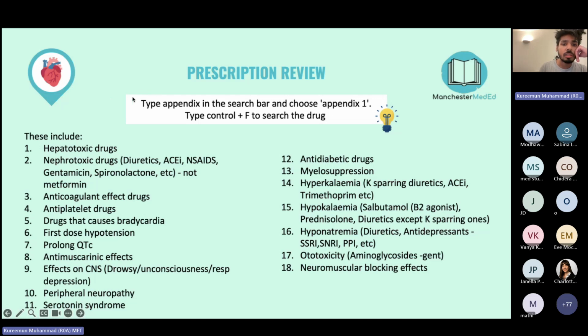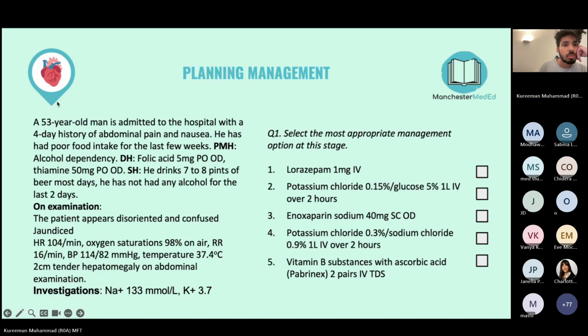So hypokalemia: salbutamol, prednisolone, diuretics, except potassium-sparing ones, obviously. Hyponatremia is a common one that comes up a lot: diuretics and antidepressants are the common ones. Ototoxicity would be aminoglycosides, which is gentamicin, basically. So this one, we're going to the planning management section.